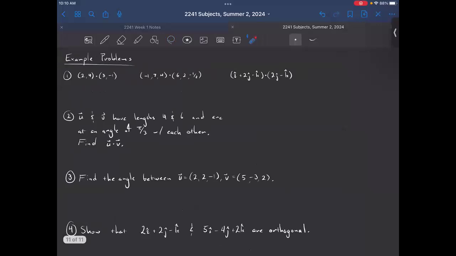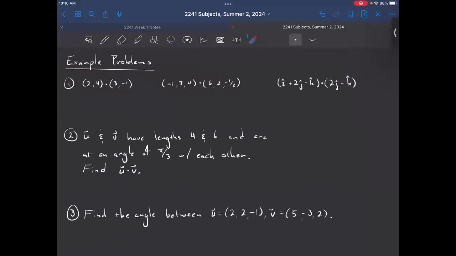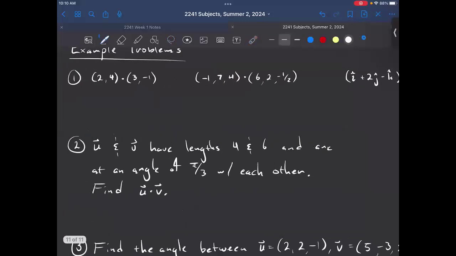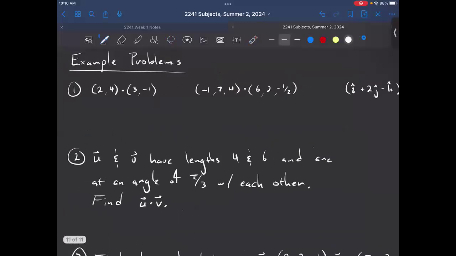All right, so we'll start off with problem number one. This is just computing things, but it helps us get used to how the dot product works in practice. We're starting off with some two-dimensional vectors here, 2, 4, and 3, minus 1.